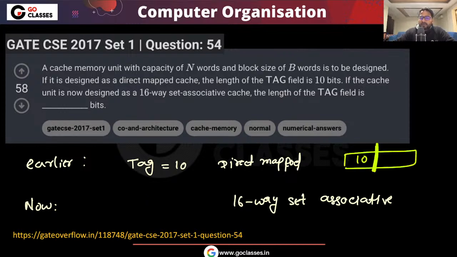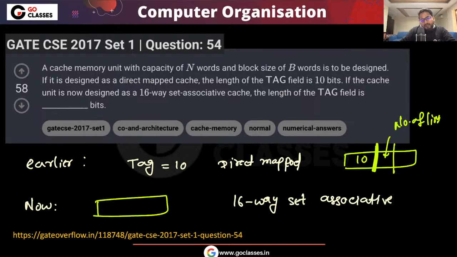Let's suppose you don't know the number of lines. The number of lines could be anything. The block size will be the same here. Now tell me, the index bits will obviously decrease or increase? If you're dividing into sets, the index bits will be less. It will decrease by 4, because the number of lines per set will be more. So it will be -4.